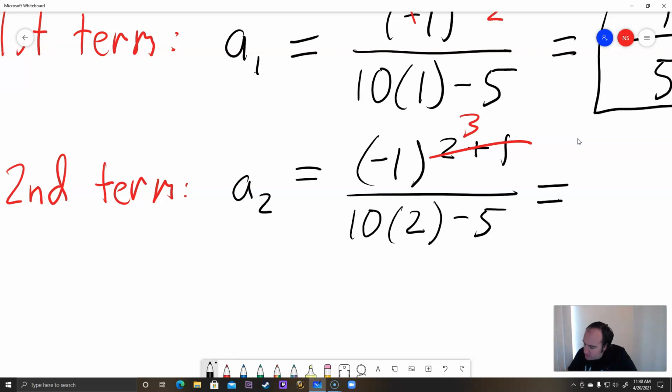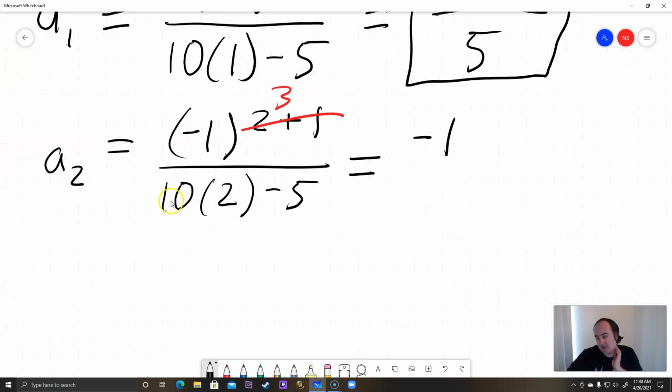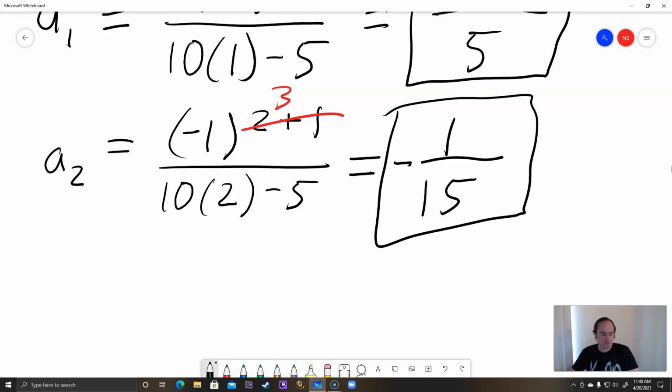Okay, so here in the numerator we have -1. And then in the denominator, 10 times 2 is 20, minus 5 is 15. So we get -1 over 15. And if we bring the minus out front, that's the same as -1/15. Okay, and that's actually our second term. Okay, that's a2, which is our second term.